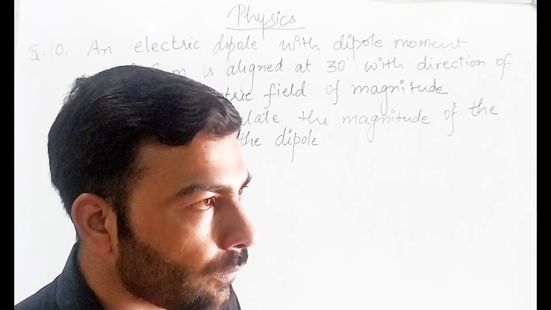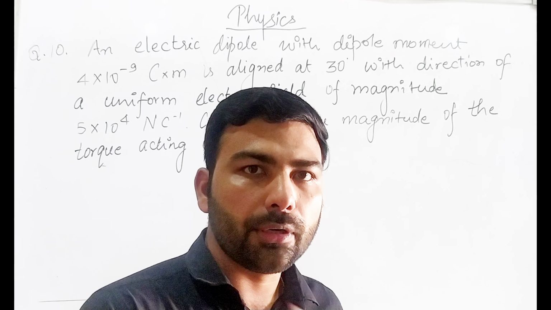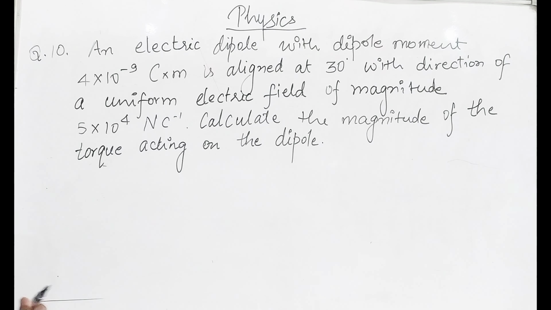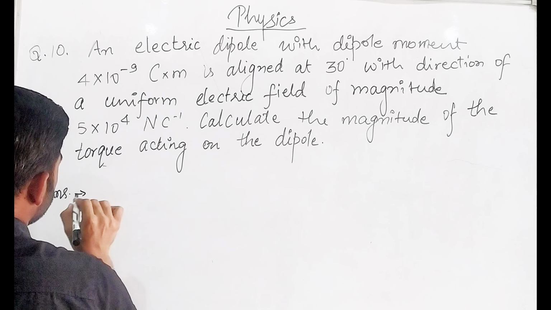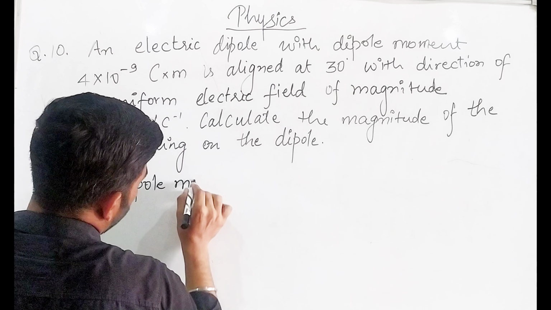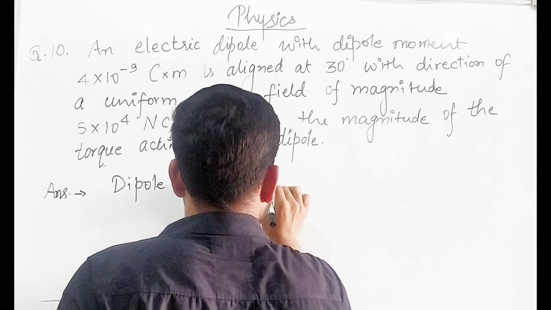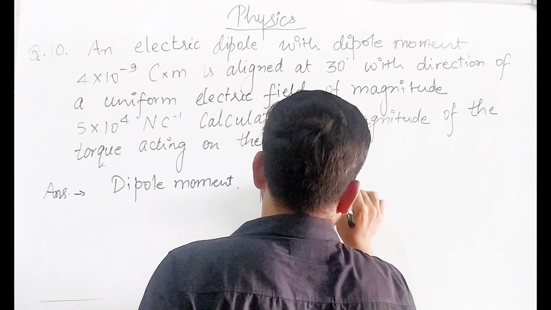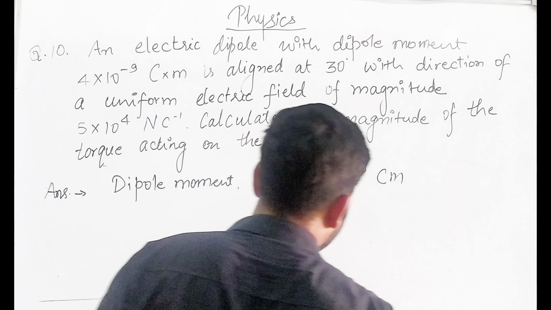So first of all, we have to identify what the things given in the question are. Then we are going to proceed further for the calculations. So in the question it is given that the magnitude of the dipole moment is P equals to 4 into 10 to the power minus 9 coulomb into meters.